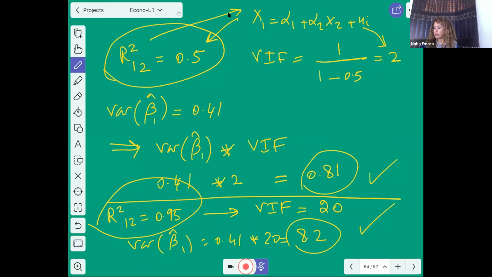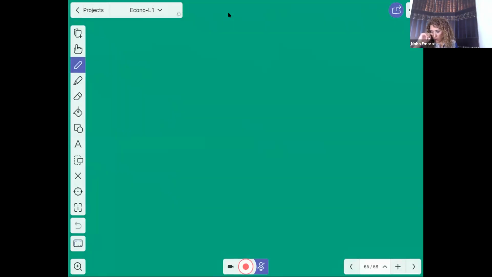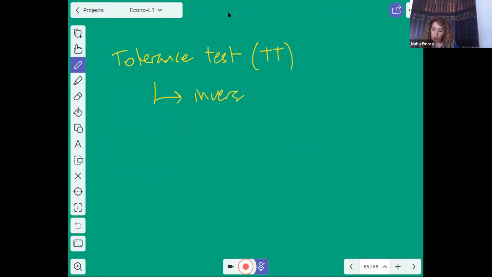As you check the video, there is also another measure instead of the VIF. Some people use something called the tolerance test. What is the tolerance test? How much can you tolerate this regression? The tolerance is actually the inverse of VIF. So you just get the VIF and take the inverse of it.